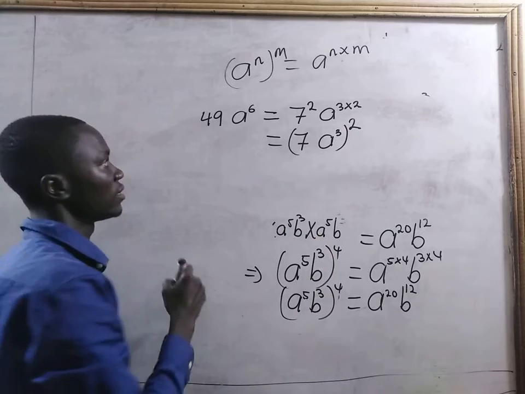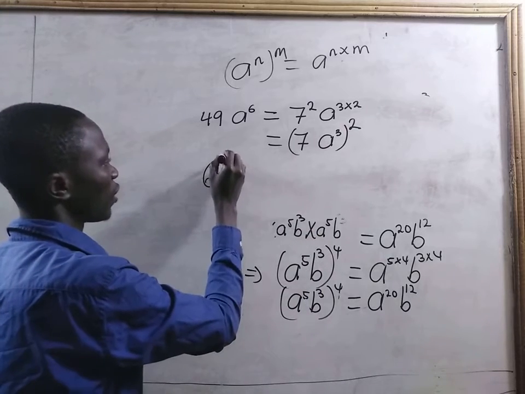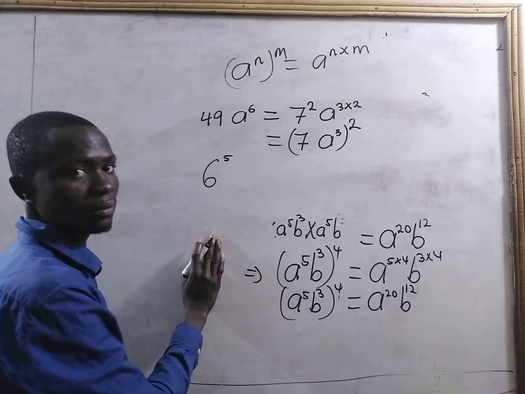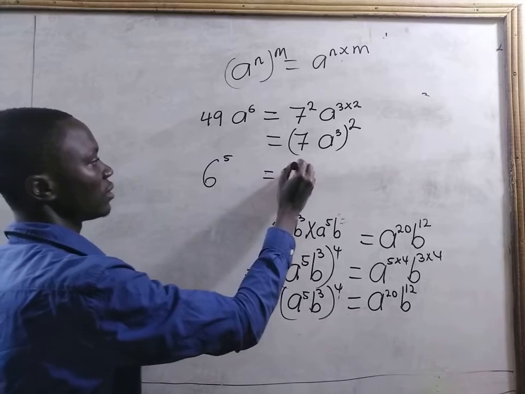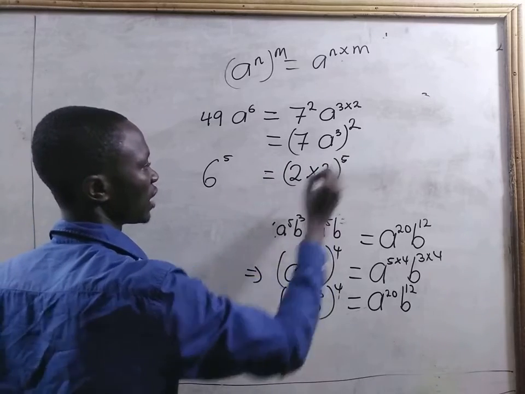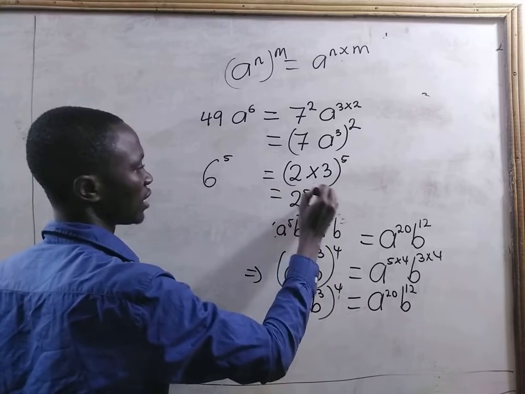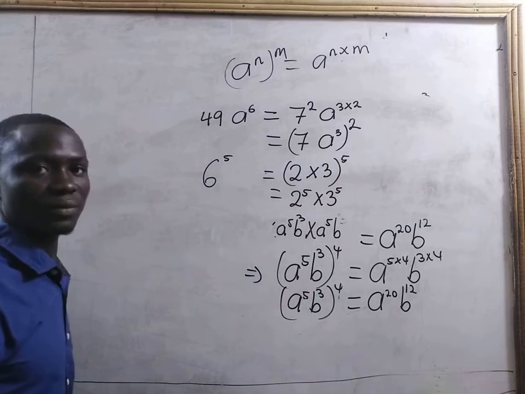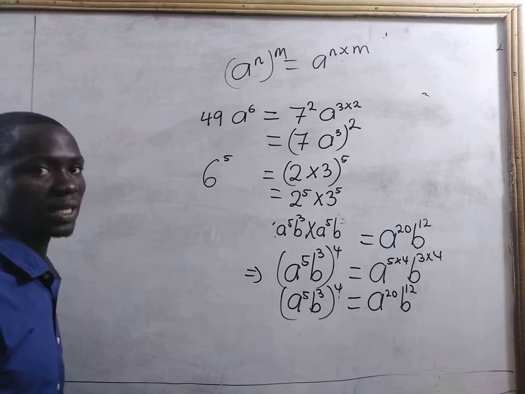Now let's look at this. If I have 6 power 5, this is the same as 2 times 3 to the power 5, and this will give me 2 power 5 times 3 power 5. Yes, that is very, very simple as that.